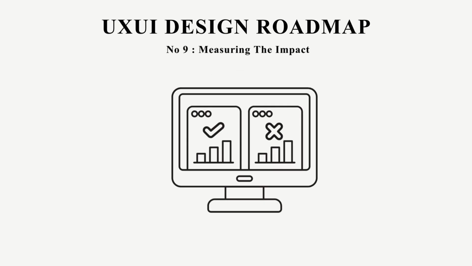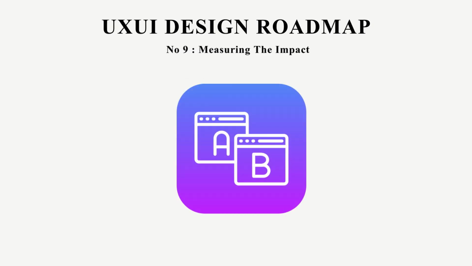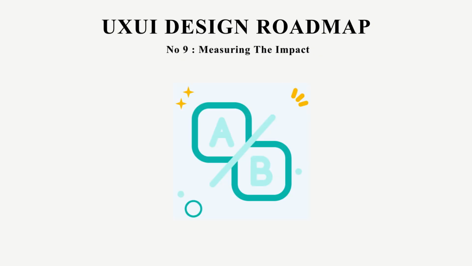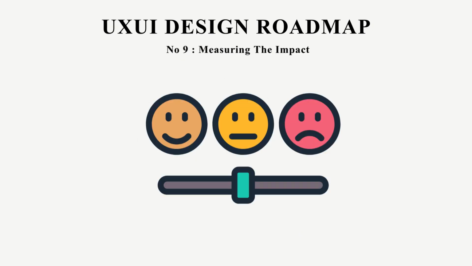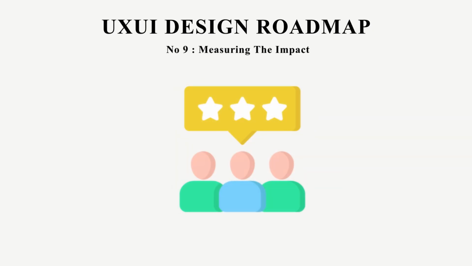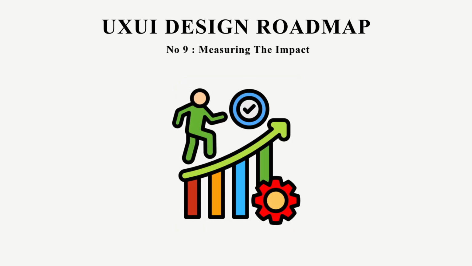Another method is A/B testing. This involves comparing two versions of a design. For example, version A has a blue button, version B has a green button. The version with better performance is selected. Large companies like Google and Facebook run thousands of A/B tests every day. Important UX metrics include conversion rate, task completion time, user satisfaction, and user retention. These measurements help designers continuously improve the product.